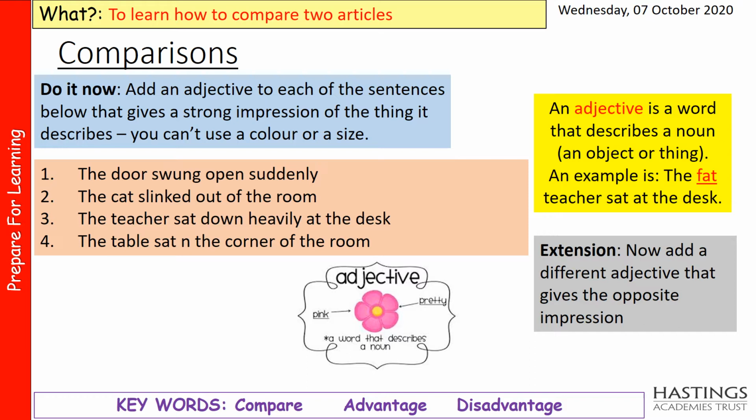So for example, we've got the cat slinked out of the room. You might change it to the evil cat slinked out of the room. And then for an extension, if you want to, you can add a different adjective that gives the opposite impression. So you might change your evil cat to your lovely cat.